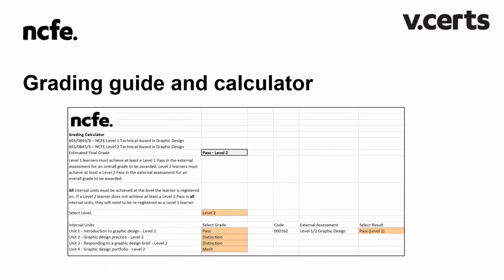Secondly, there is a grading calculator where you can select either the level 1 or the level 2 qualification, depending on which one the learner is enrolled on. You can select the grades they achieved in the internal assessments and what they achieved in the exam, or what you predict if they haven't sat it yet, and it will calculate the estimated final grade for you.